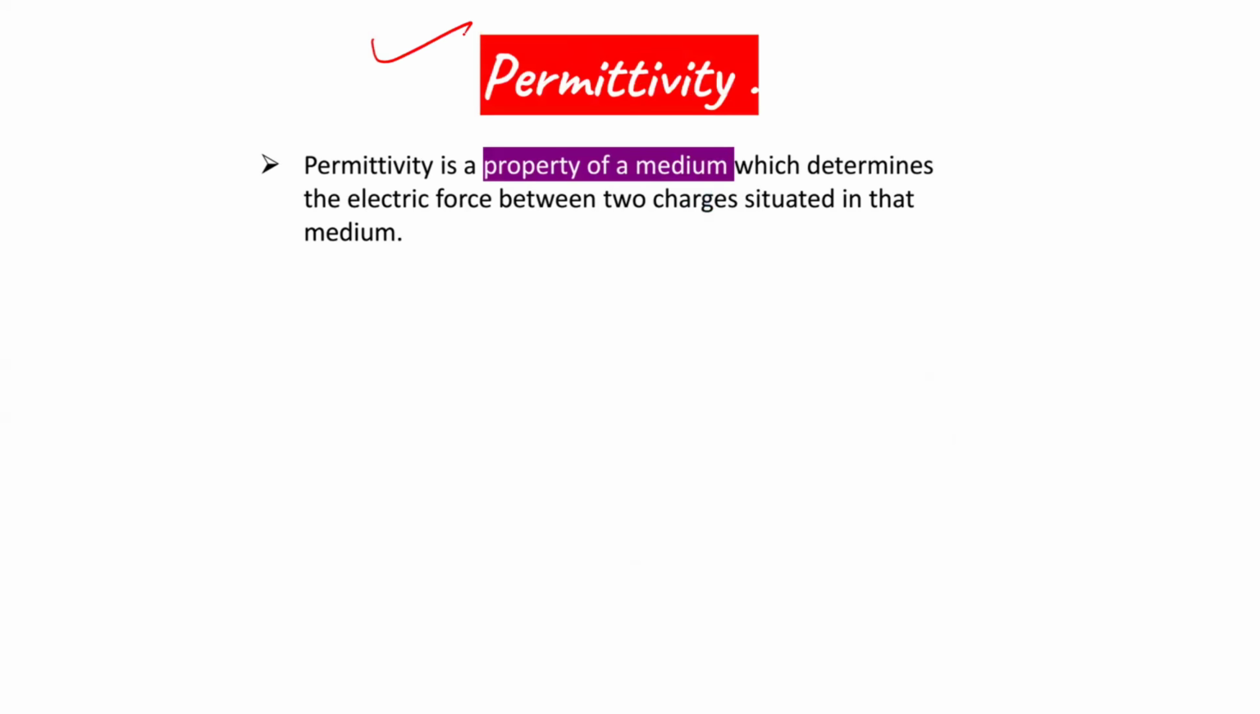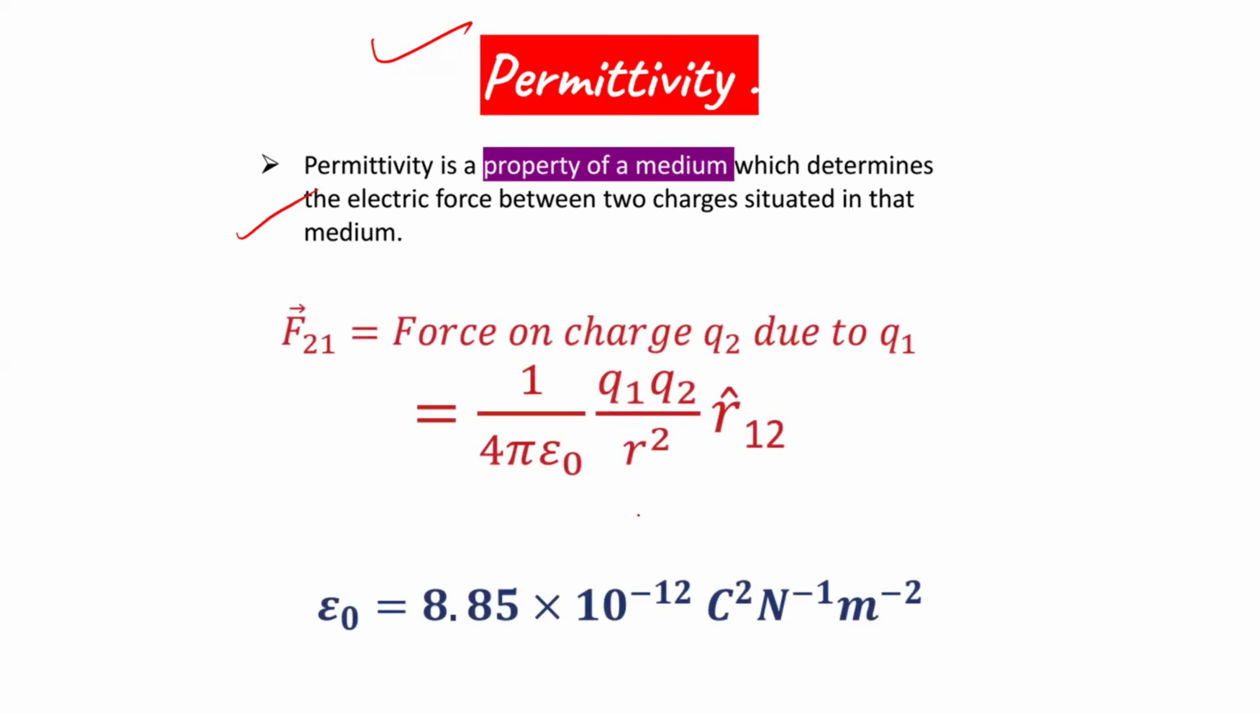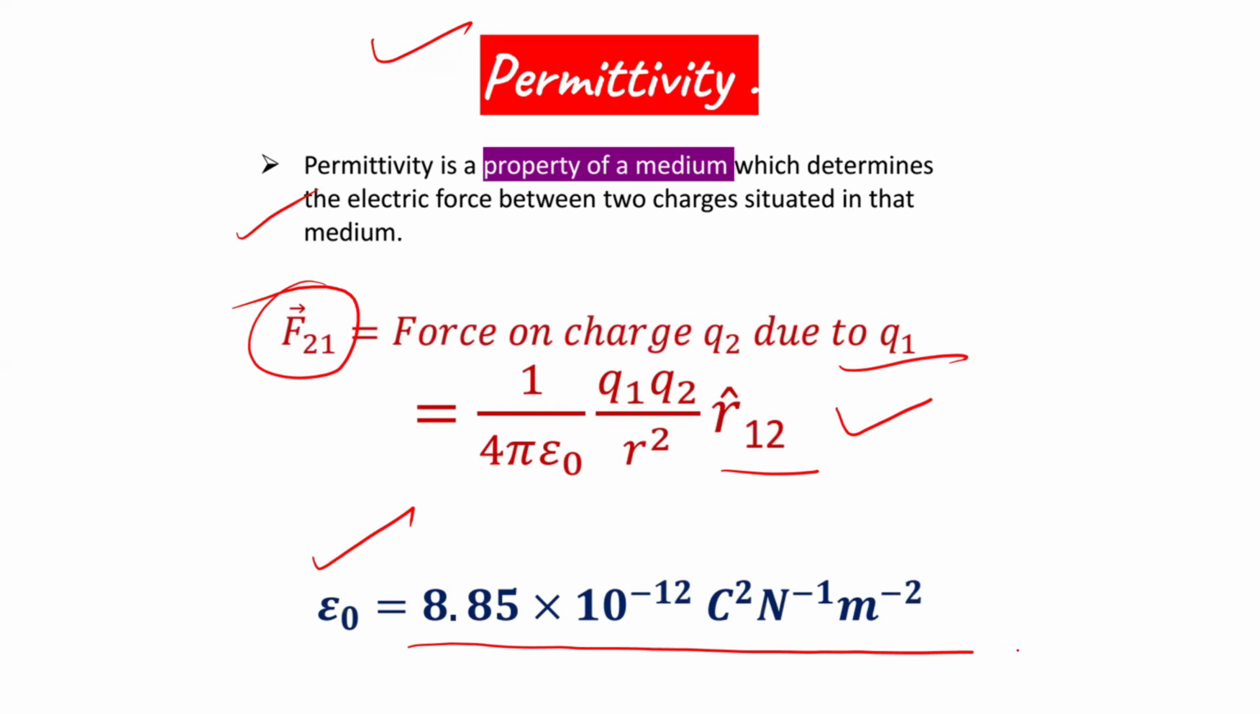Now, what is permittivity? Permittivity is a property of a medium which determines the electric force between two charges situated in that medium. Next, suppose F21 is the force on charge Q2 due to Q1, that is 1 upon 4 pi epsilon naught, Q1 Q2 upon r square, r hat 12. So epsilon naught is 8.85 into 10 to the minus 12 Coulomb square per Newton meter square. So this is called permittivity.